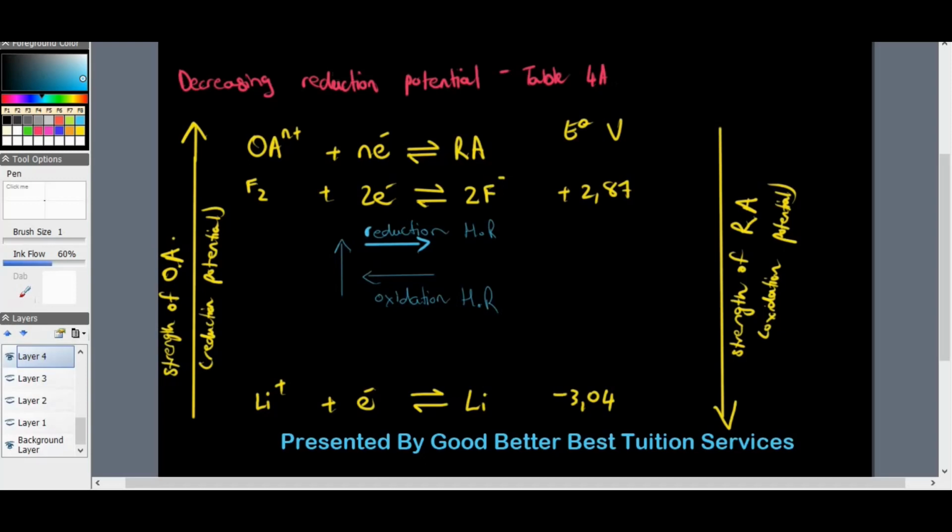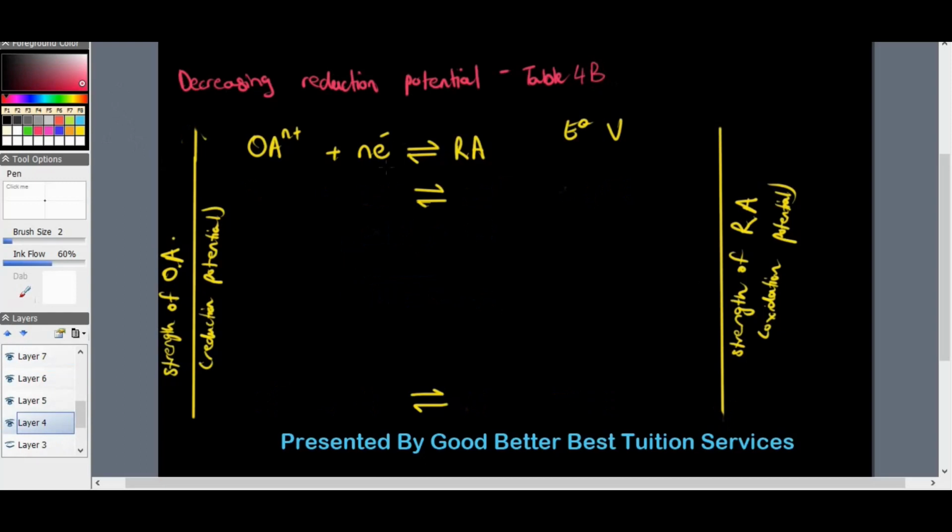Table 4b is a little different. So what happens with this one? The reactions are now written starting with the negative on top, and the positive at the bottom. So in other words, the strongest reducing agent. Oh, I need to change this name as well. One more thing I need to change. Instead of this being the decreasing reduction potential, table 4b is actually the increasing reduction potential.